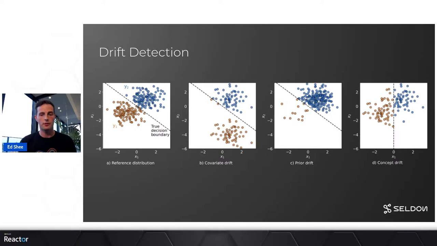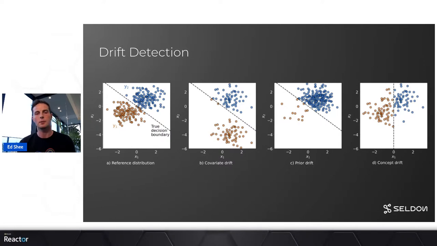The second type of drift you might encounter is prior drift. And this is drift on the actual predictions itself. So maybe the input data hasn't changed, but the classifier is now predicting way more of one type than another. And that is outside the norm of what we'd expect given the reference distribution.